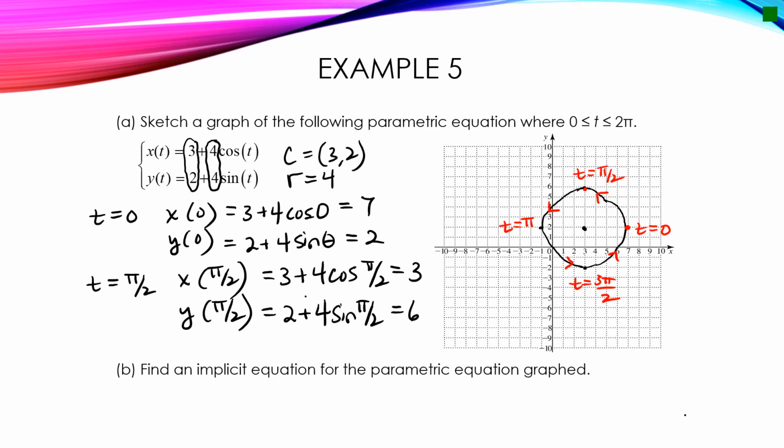Now, what would an implicit equation for this parametric curve be? You've got your notes in front of you, and if you use those notes, you know that the implicit is going to be x minus the first value of the center squared plus y minus the second value of the center squared, and that's going to equal r squared. So in my case, 4 squared, or maybe you want to write that as 16.